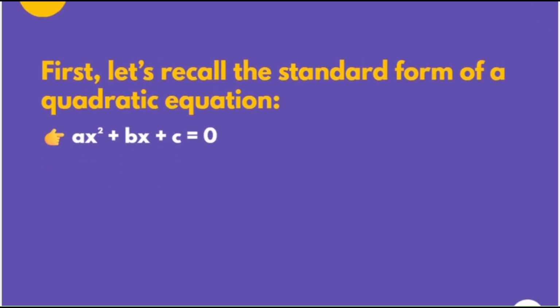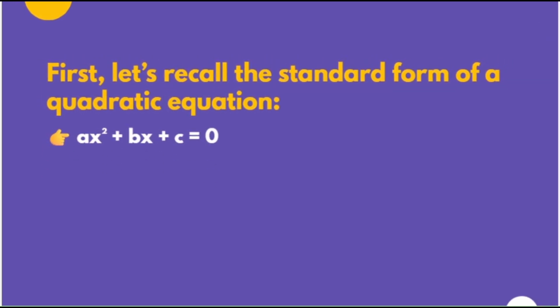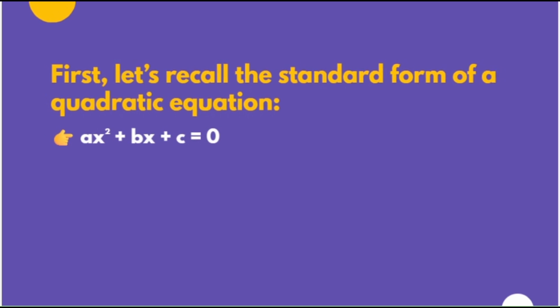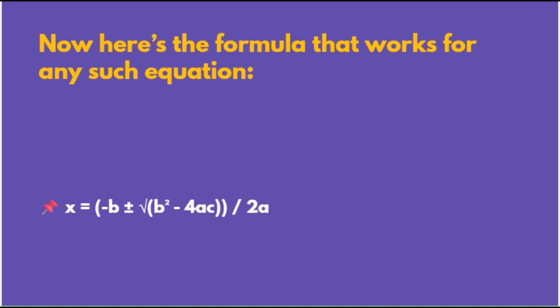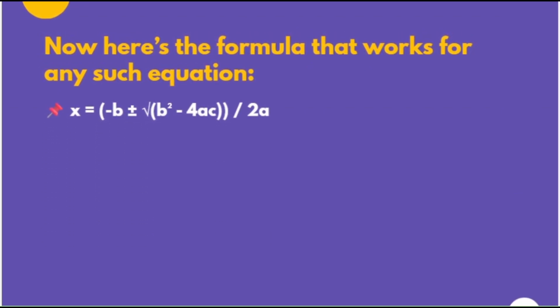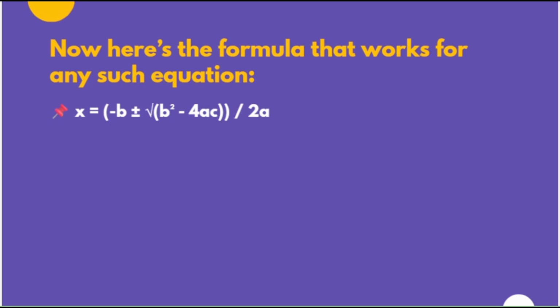First, let's recall the standard form of a quadratic equation: ax² + bx + c = 0. Now here's the formula that works for any such equation: x = (-b ± √(b² - 4ac)) / 2a.